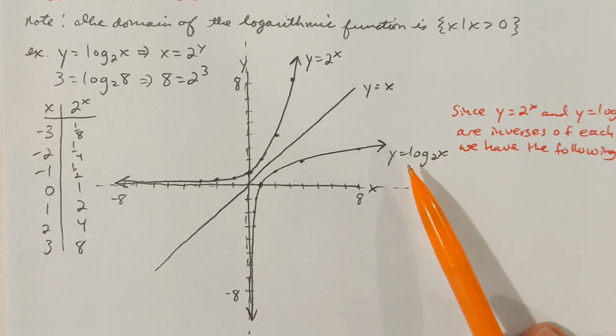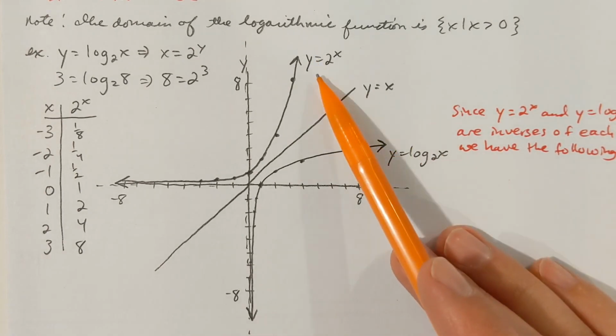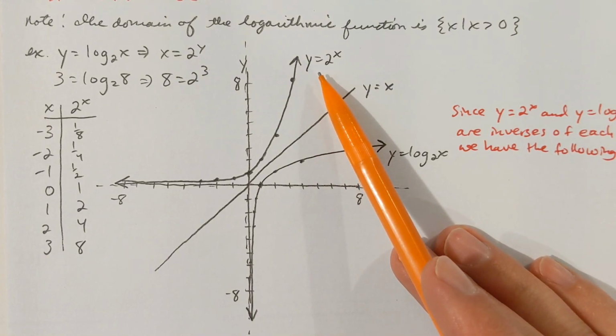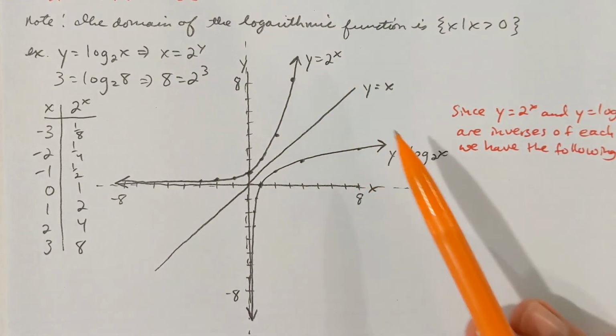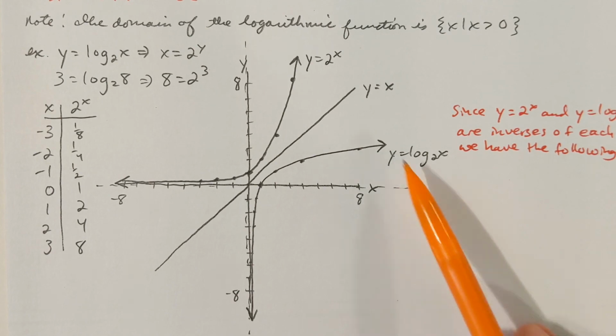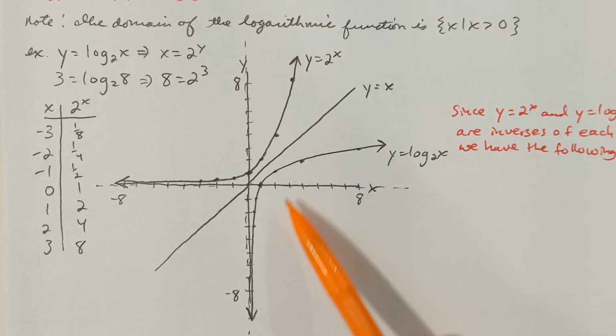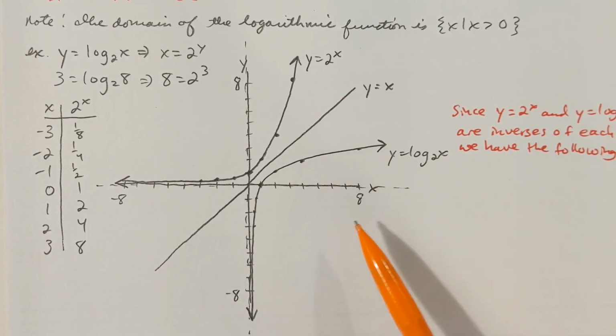So if I want to graph y equal log base 5 of x, I would have to first know the graph of y equal 5 to the x, since y equal 5 to the x is the inverse of y equal log base 5 of x. Flip all the coordinates, and now I've got the graph of the logarithm.